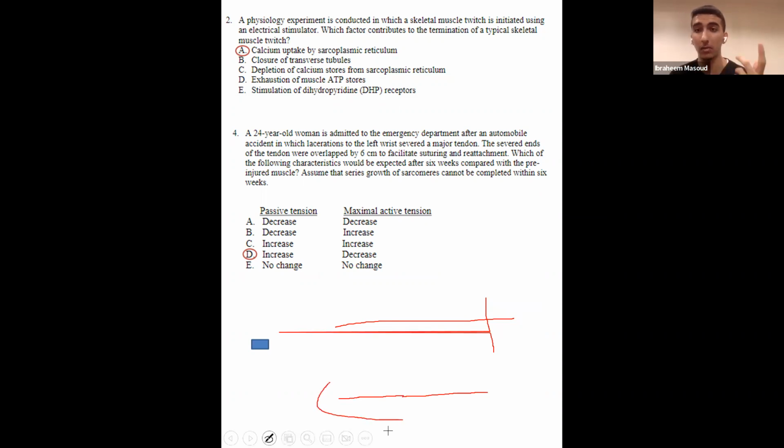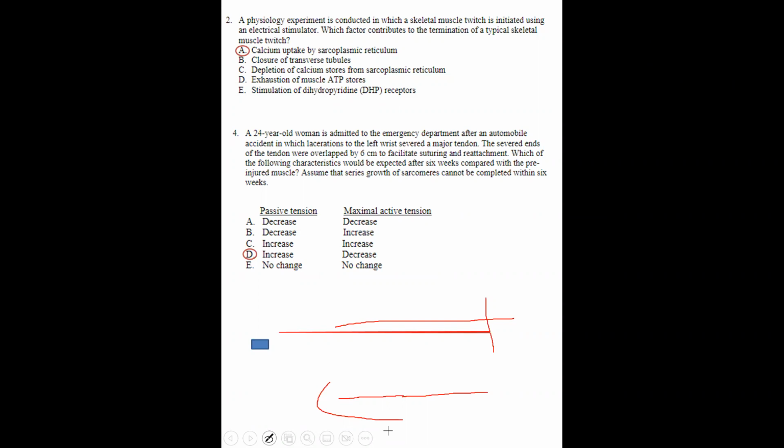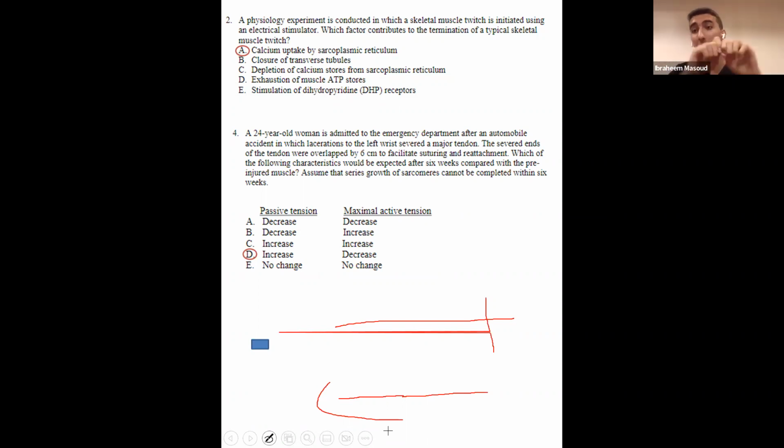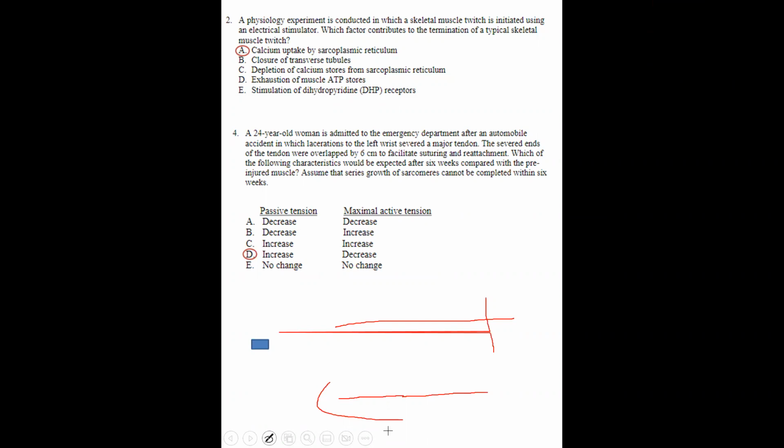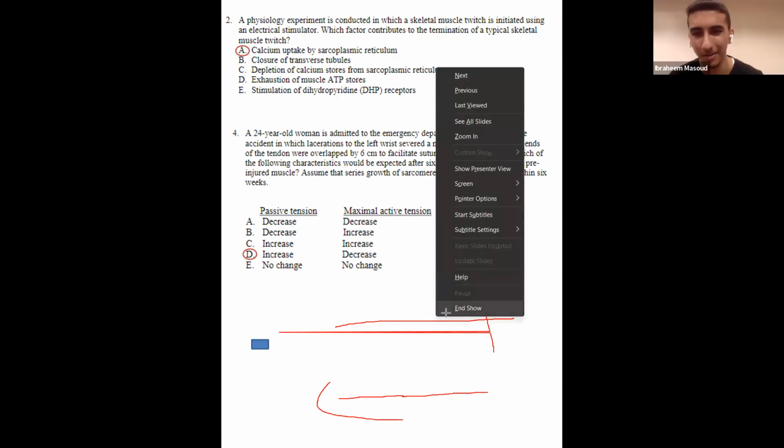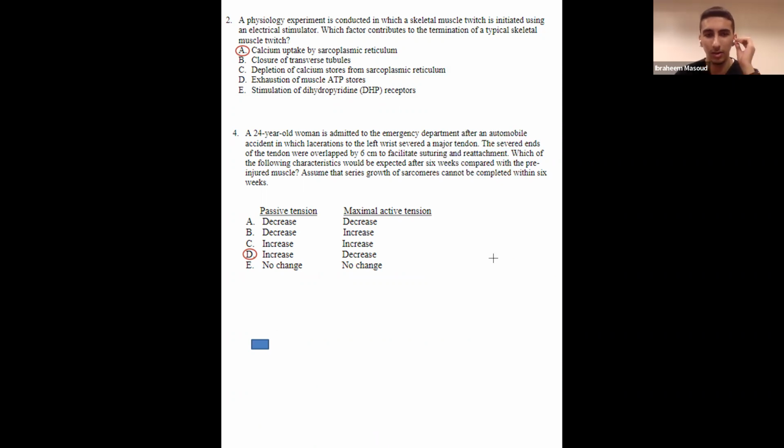When we said it's stretched out, what happens to passive tension? Increases. We stretched it. What happens with active tension when we stretch it? Decreases. You got it. Good job.